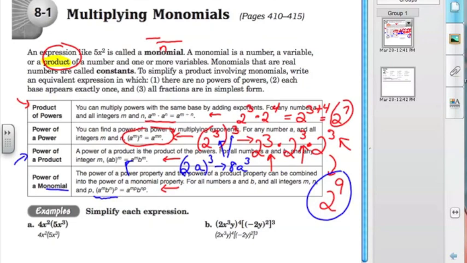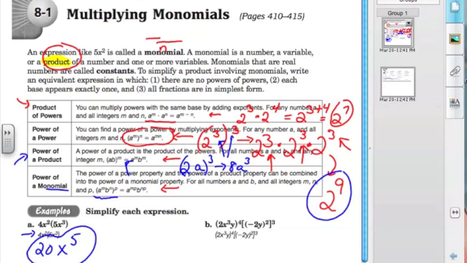Alright, down in example A, we have 4x squared being multiplied by 5x cubed. We rewrite it, and now, since there's nothing really to do other than order of operations, we say 4 multiplied by 5, we get 20. And we look at the number of x's that we're multiplying. We have 2 in the first set, we have 3 in the next, so we just add them together and get x to the fifth. We get 20x to the fifth.